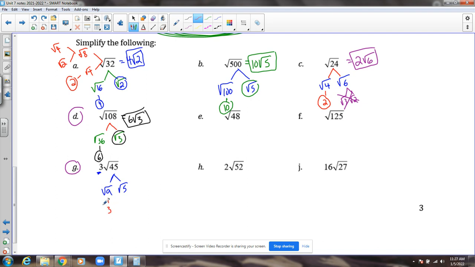The square root of 9 is 3. The square root of 5, I can't do anything else with that. So I'm left with 3 times radical 5. Now, the only last question is, what do we do with this 3 out front? Remember what's really happening here. This is like saying 3 times radical 45. It's not 3 plus radical 45. It's 3 times radical 45. So if you think about it that way, what we really have is 3 times 3 times radical 5. So 3 times 3, that's where I can get my 9 from. 3 times 3 is 9. And then I'm left with the radical 5 that we can't do anything else with.